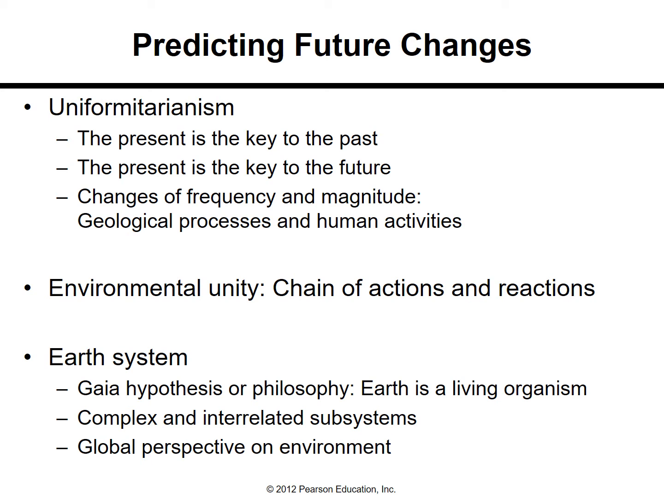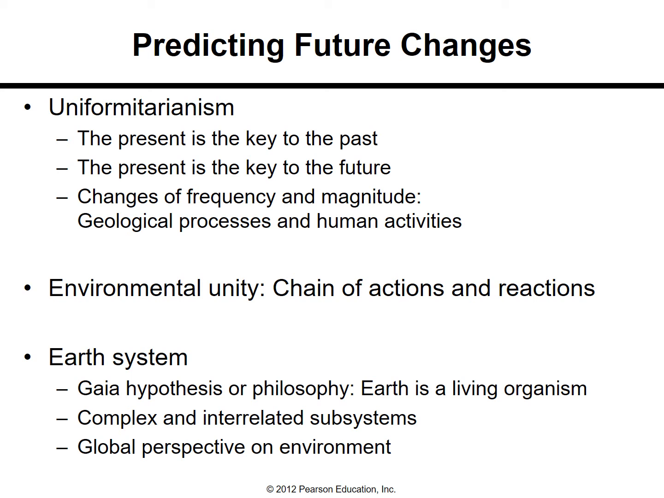Next concept is environmental unity, and this is something of a philosophy, but it also is tied to a reality in that there's an interconnectedness that means there's a chain of actions and reactions in any perturbation in Earth's system, in any disruption or alteration of Earth systems. So by looking at that interconnectedness, we can also philosophically see an environmental unity to Earth system.